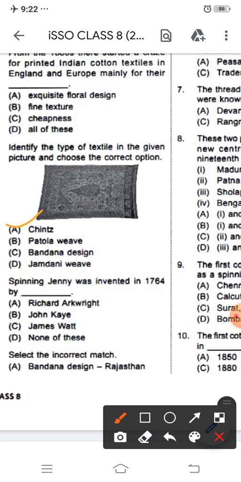Next question. Spinning jenny was invented in 1764 by dash. Options: Richard Arkwright, John Kay, James Watt, none of this. The correct option from this is none of this.